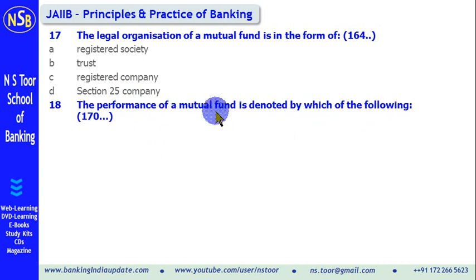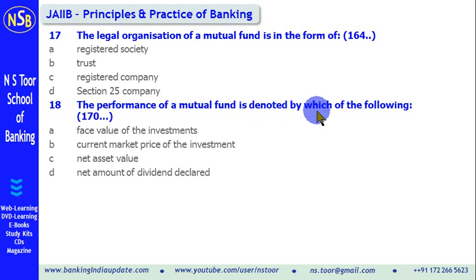So mutual fund, how to measure their performance, how they are performing. So their performance is denoted by which of the following? So these are our options. Face value of the investment, current market price of the investment, net asset value of the investment, net amount of dividend declared.